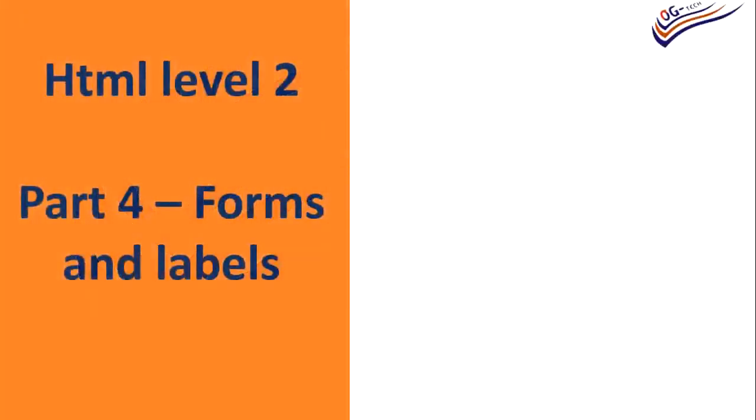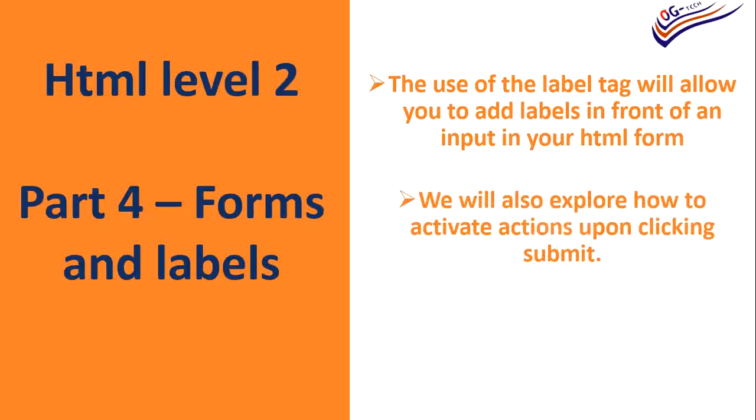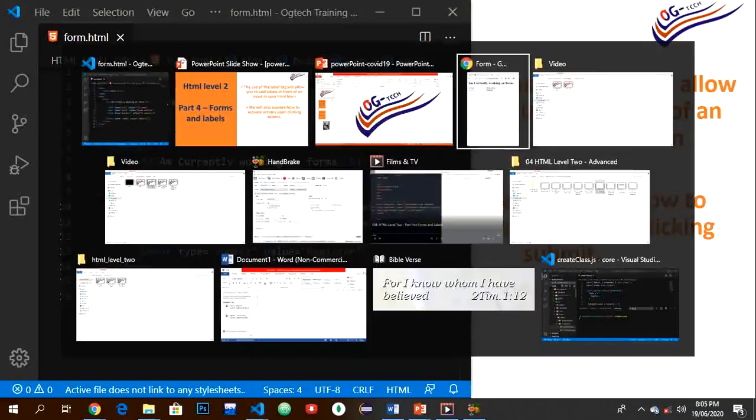Alright, so today we are still in HTML level 2, and this is part 4, forms and labels. Today we're going to be looking at label, how to add a label to an input. The label tag will allow you to add labels in front of an input in your HTML form, and we will also explore how to activate actions upon clicking a submit. So without wasting much time, let's dive in and do some coding.